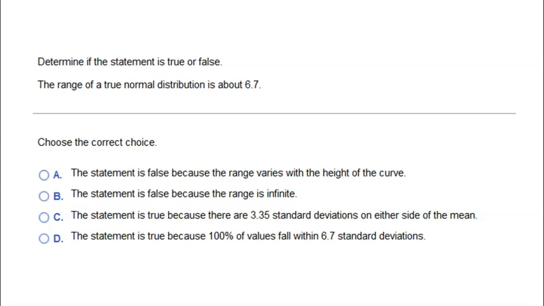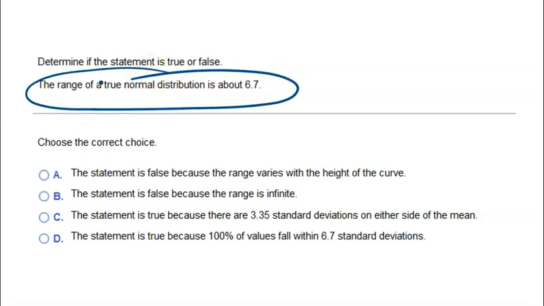So determine if the statement is true or false. The range of a true normal distribution is about 6.7. Now, y'all, the range of a normal distribution can be infinity. Okay? It could go from negative infinity to positive infinity. What is standard about the normal distribution is the mean, median, and mode are the same, and it's right in the middle of the data, and you get a bell-shaped curve. But the range can be infinite, which in this particular case is right there.